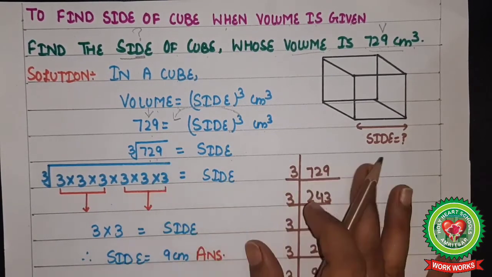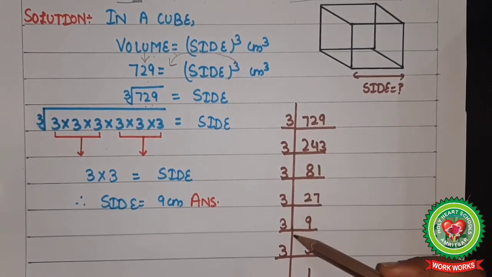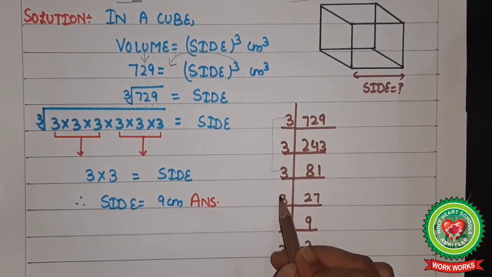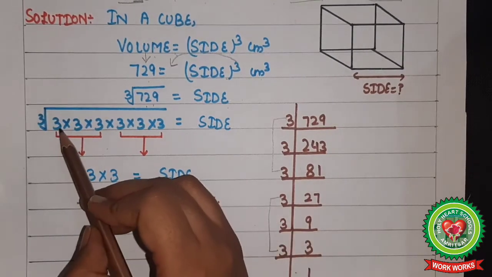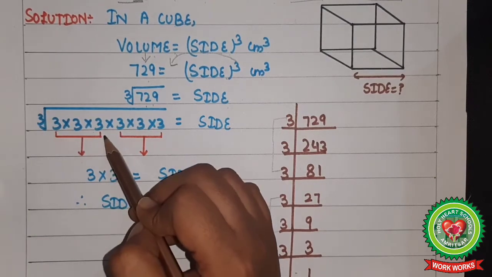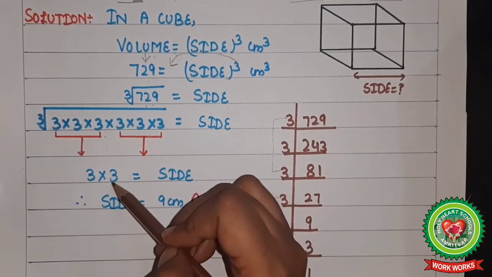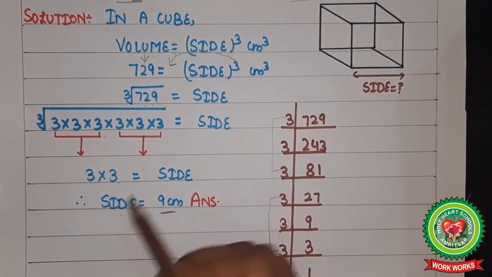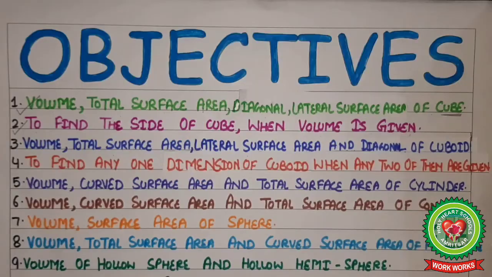So children, find out the cube root of 729 by prime factorization. I have found here the cube root of 729. Now 3 is coming 3 times. This also is coming 3 times, because in cube root we have to make groups of 3. So 3 will come out of the root sign 2 times. So 3 3s are 9. So this is the value of side of the given cube.